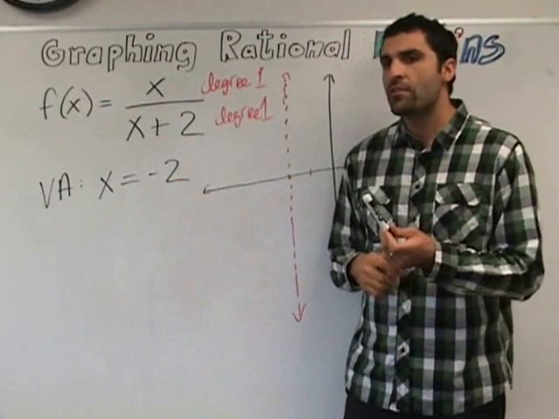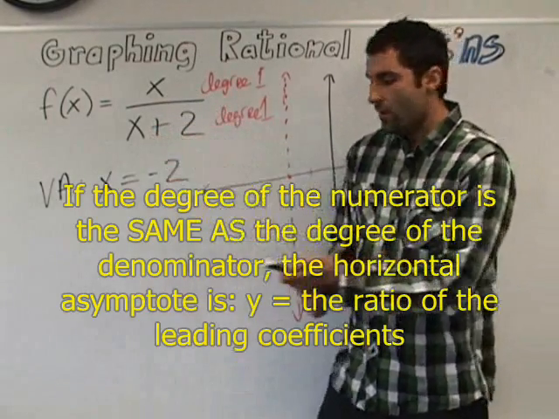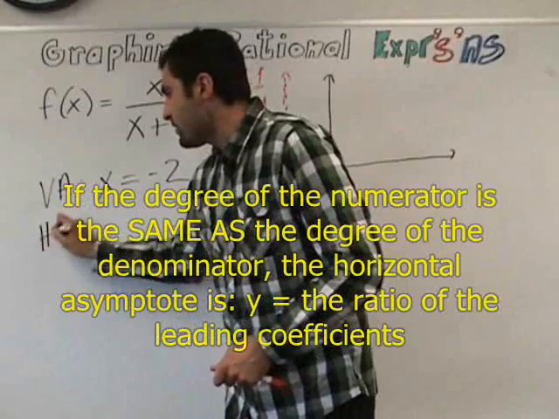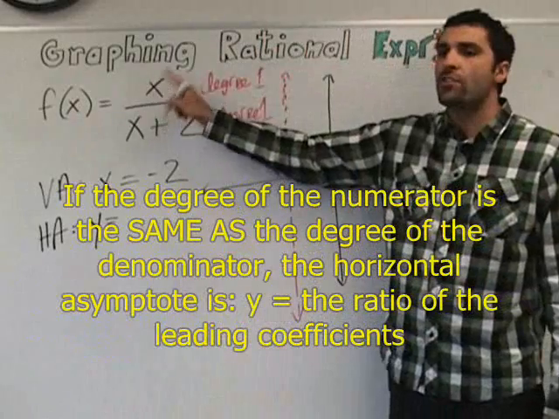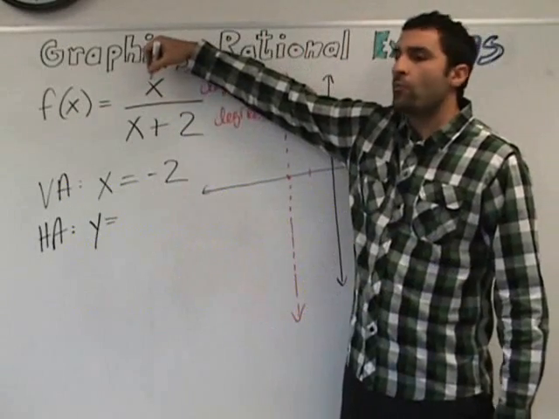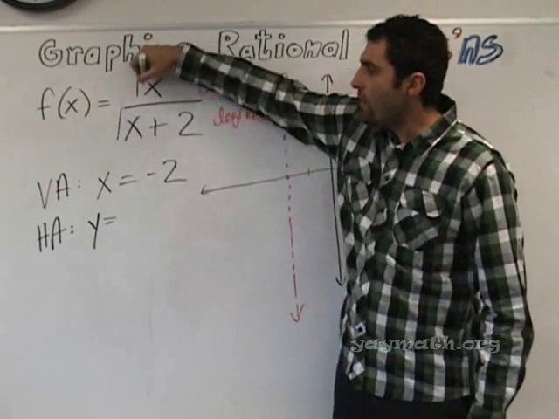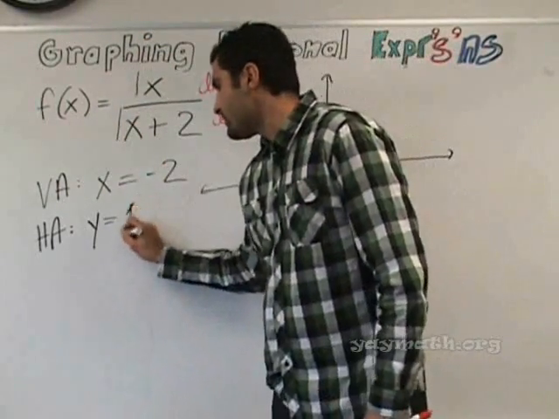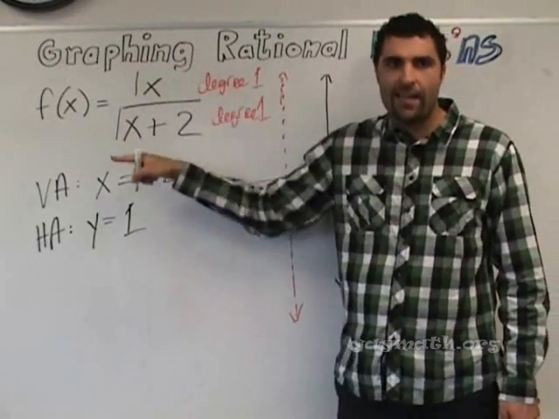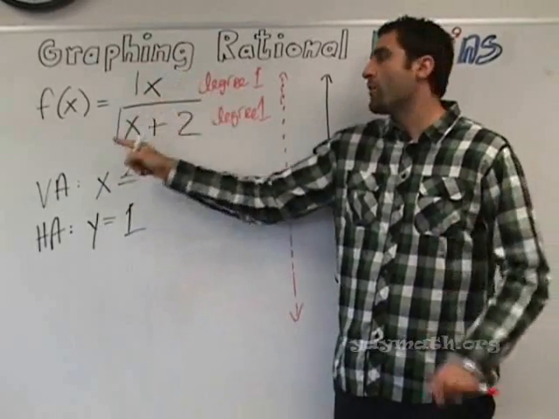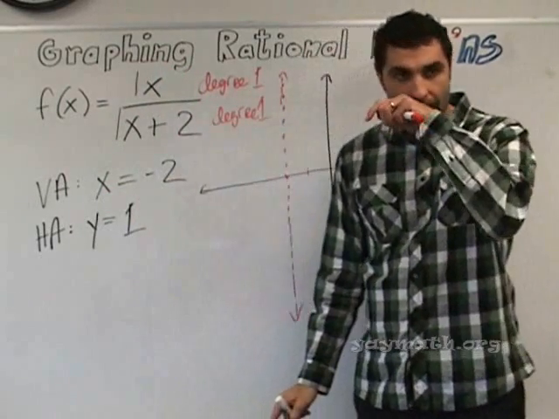The second rule in your horizontal asymptotes states when the degrees are the same, the horizontal asymptote is y equals the ratio of the leading coefficients. What's the leading coefficient here? 1. What's the leading coefficient here? 1. 1 divided by 1. Had this been 10x over x plus 2, it would be 10. Had this been 10x over 5x plus 2, it would be 2, 10 divided by 5. It is the ratio, 1 divided by 1.